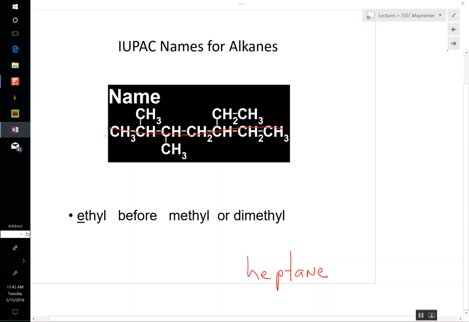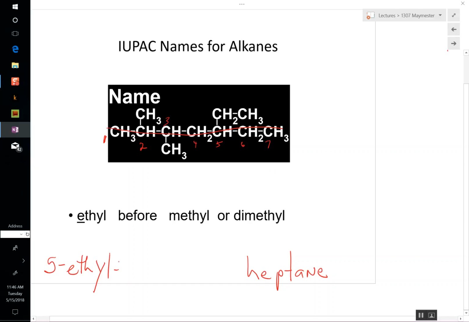So this end right over here is going to be carbon number 1, and this end over here is going to be carbon number 7. Okay? And I'm sorry it's got a black background. It's not very easy to... Oh, look at that. 2, 3, 4, 5, 6, 7. I didn't know it would do that well. So there's our 7 carbons. So the ethyl's going to come first. So it's going to be 5-ethyl.